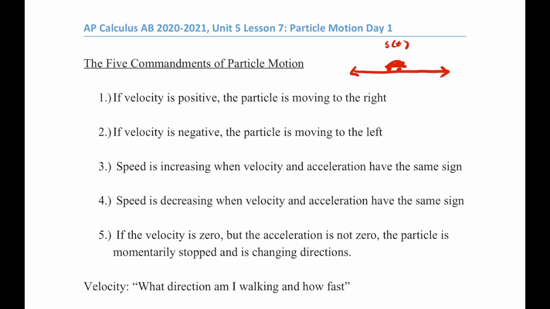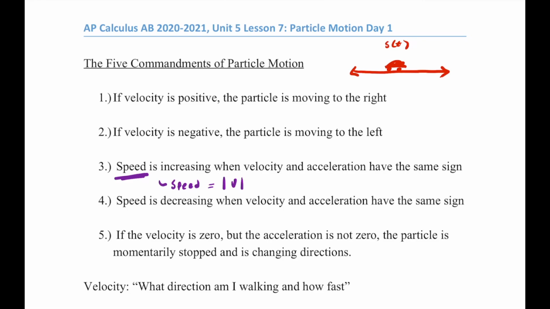So here are the things you want to keep in mind. If velocity is positive, the particle is moving to the right. If velocity is negative, the particle is moving to the left. And remember at the beginning of this video where I said speed and velocity are not the same thing. Speed is just the absolute value of velocity. And the reason for that is when I say how fast your car is going, there's no such thing as 60 miles per hour north versus 60 miles per hour south.